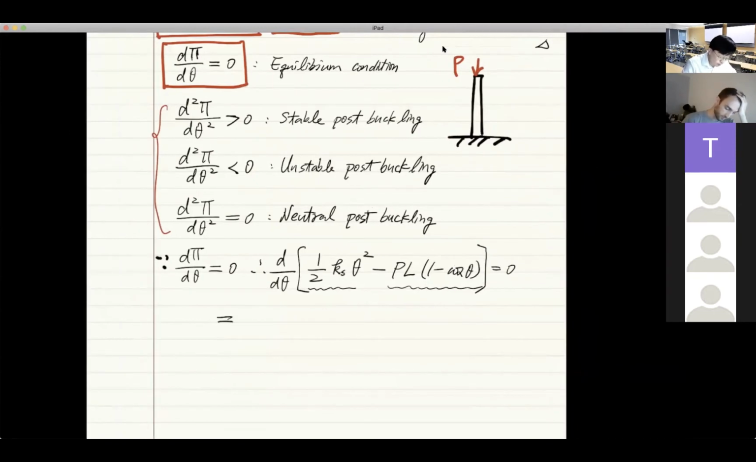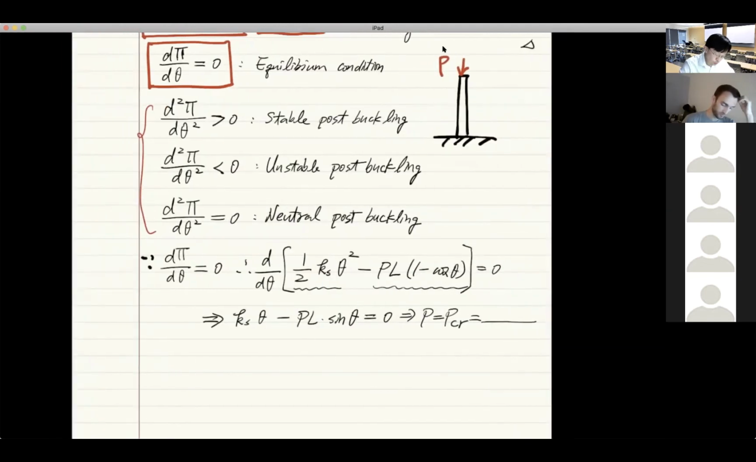So what do we get from here? If you differentiate this, the first term is going to be just Ks times theta, right? What about the second term? The second term is going to be negative P times L times sine theta. Is that clear? Right? Yeah. And this should be 0. And if that's the case, we will find out the expression of P. And in this case, P equals PCR to be what? We just turn it around, and it actually turns out to be Ks times theta divided by L times sine theta.